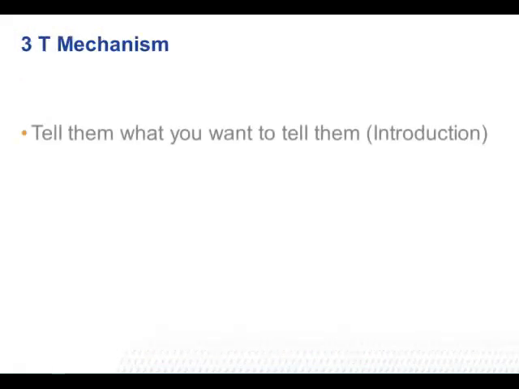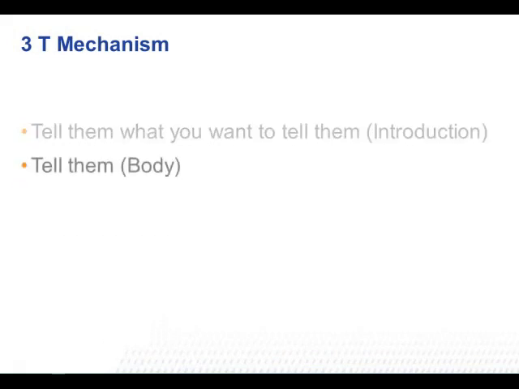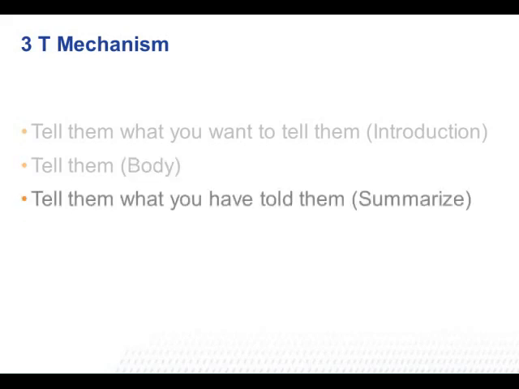The 3T mechanism. The 3T mechanism consists of a structure where you begin with telling them what you want to tell them, which is the introduction. Tell them, that is the body of the mail. Tell them what you have told them, that is where you summarize. So 3T mechanism is a very good format to use for structuring your email.